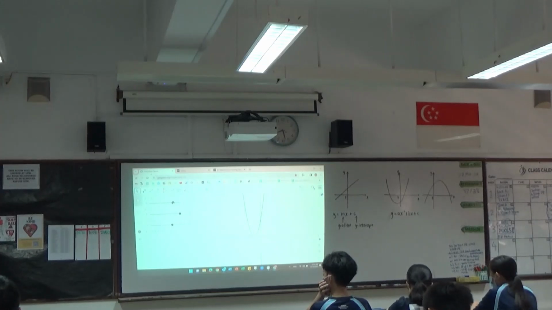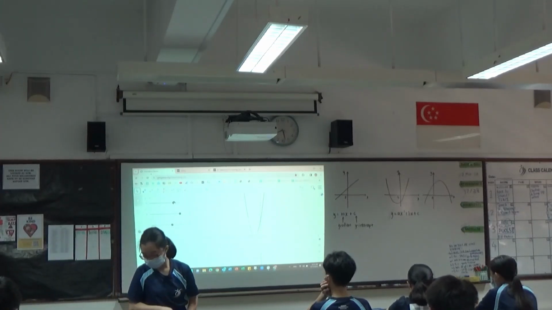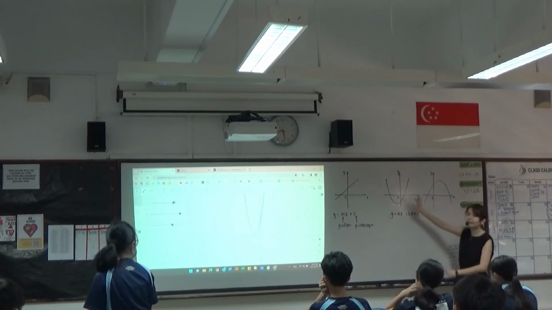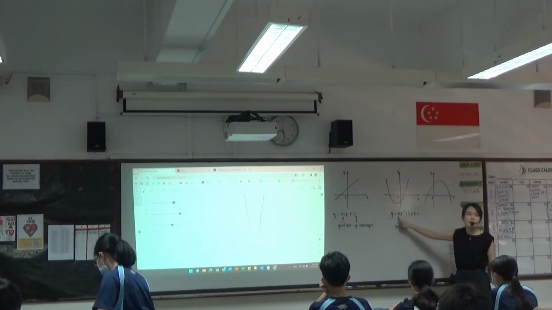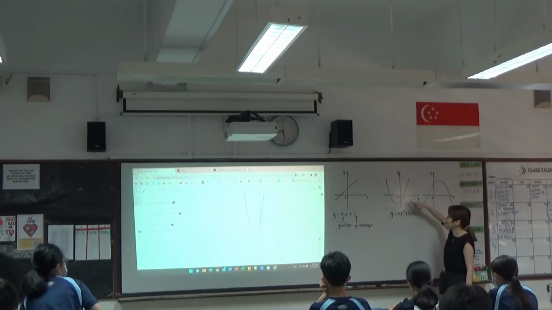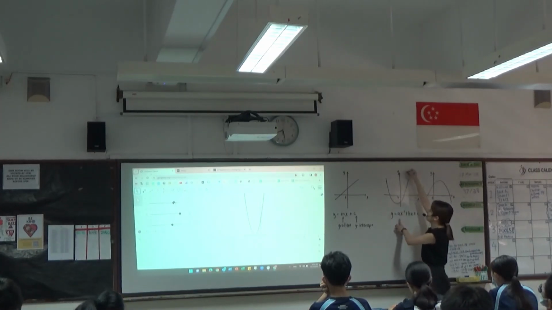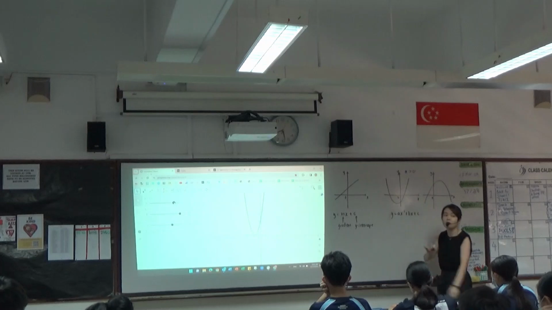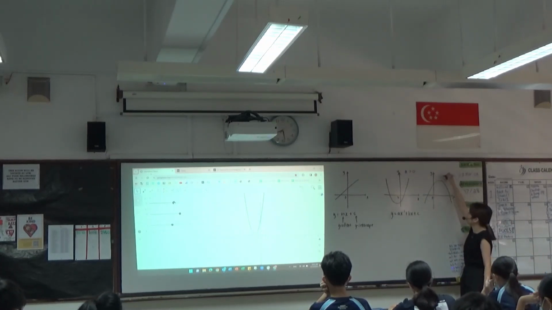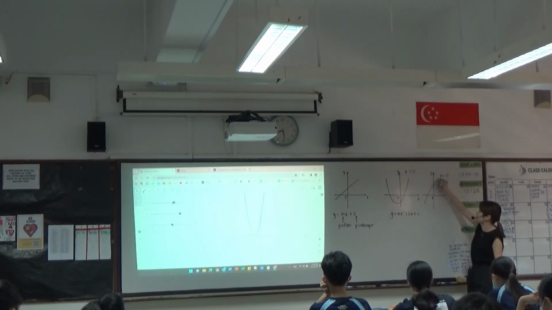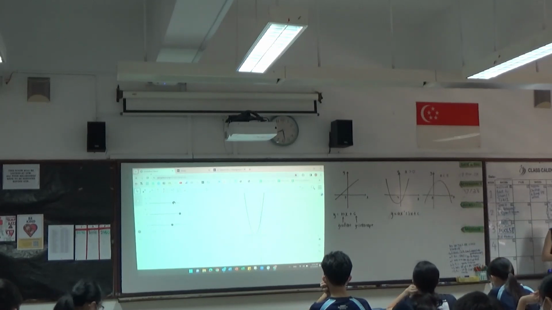So what I'm showing you is that the shape of the curve is dependent on the value of a. In order to be of this shape, your value of a must be more than 0, it must be positive. In order to be this other shape, your value of a must be negative. How do we remember that?